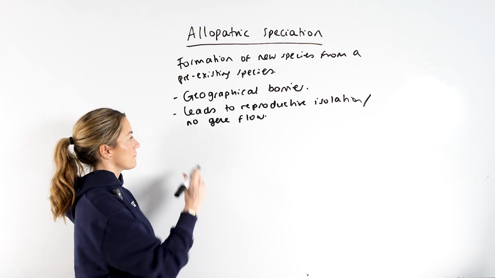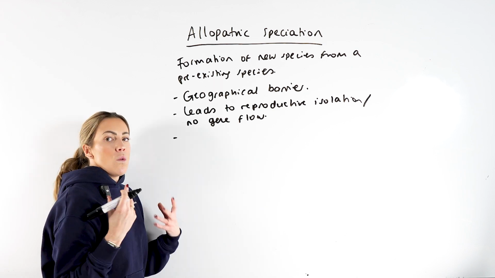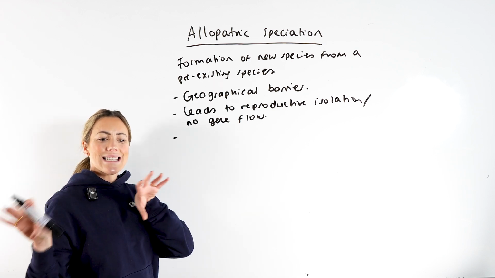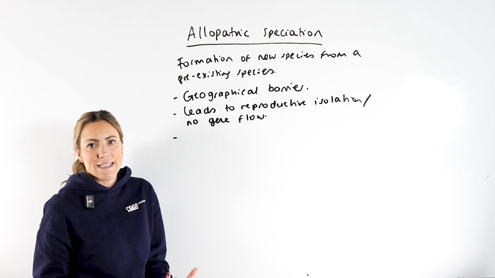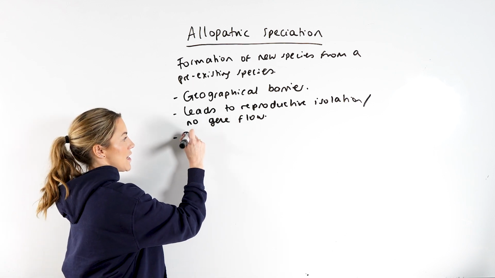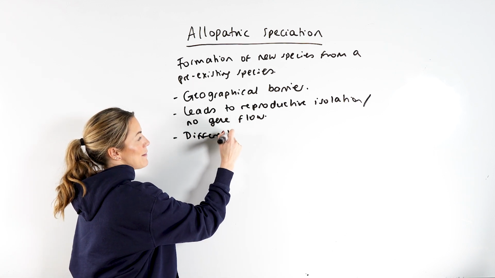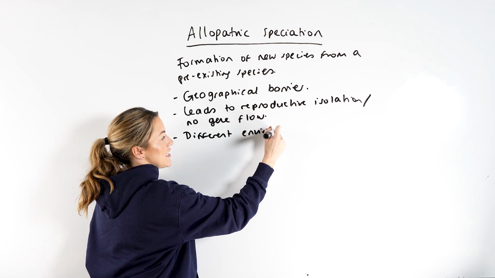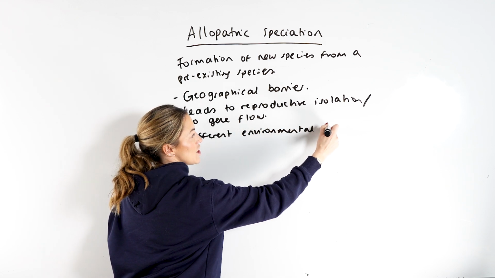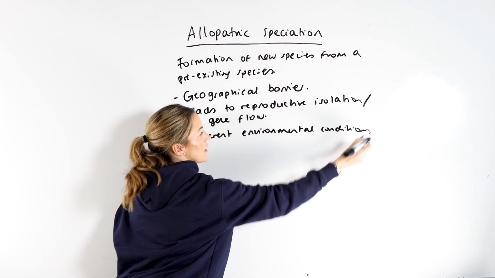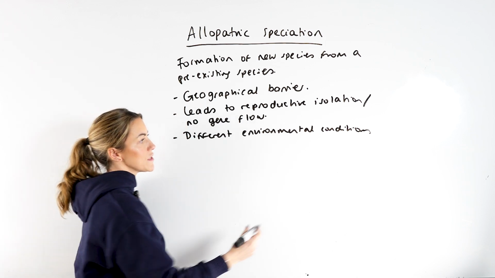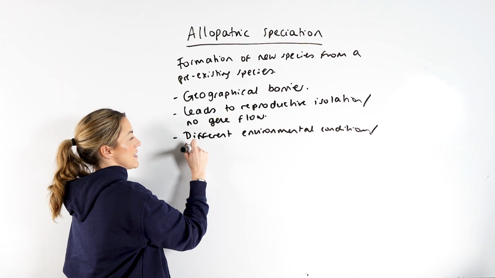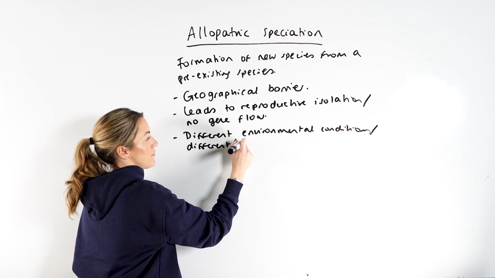Now, what we also need to know is that either side of this barrier, there's got to be some kind of difference in environmental conditions. So you could say something in an exam question like, there are different environmental conditions either side of that geographical barrier where these two separated groups are, or you could say possibly there are different selection pressures.